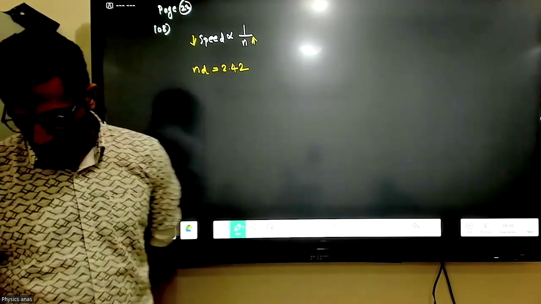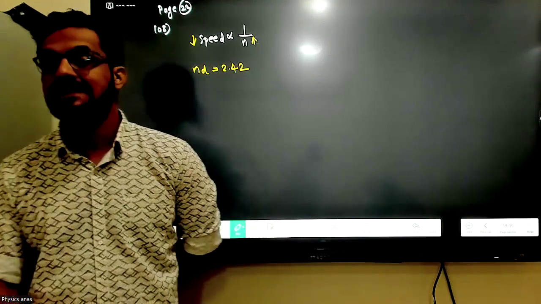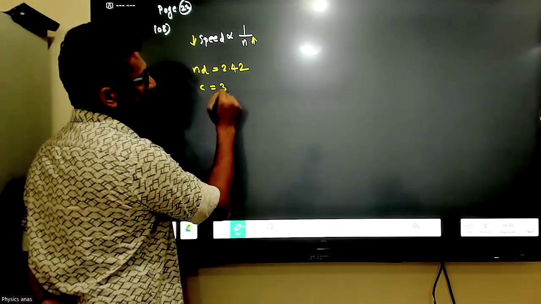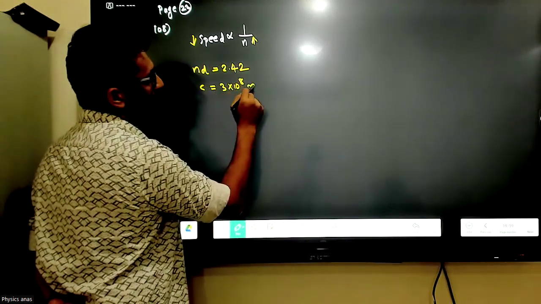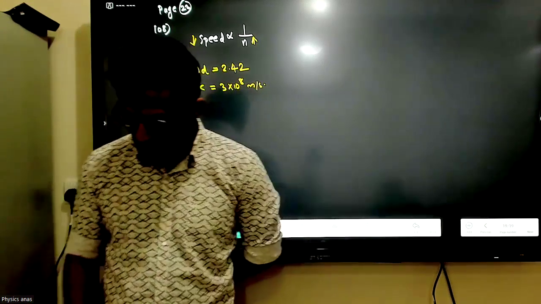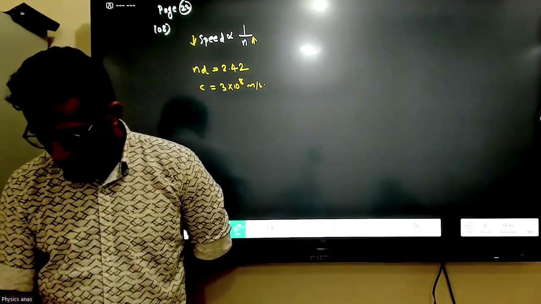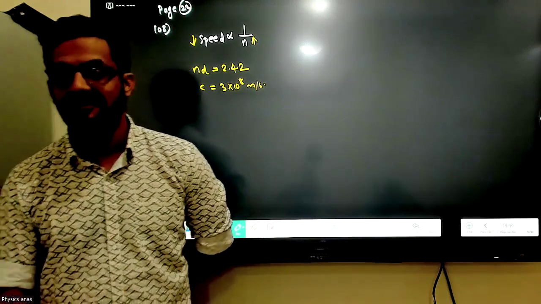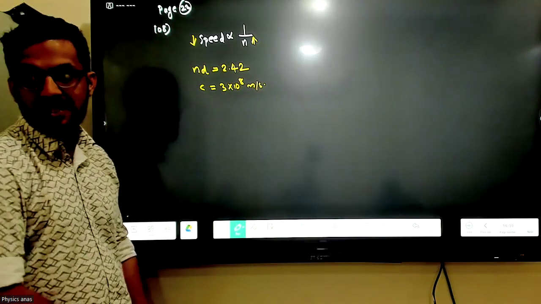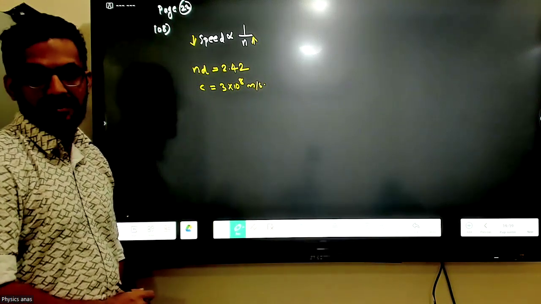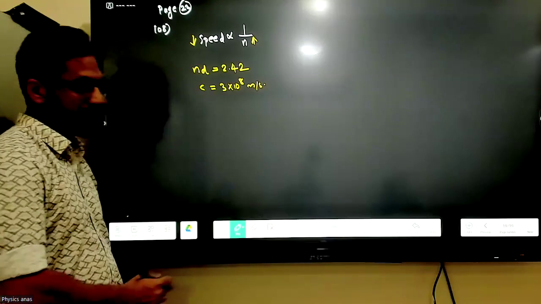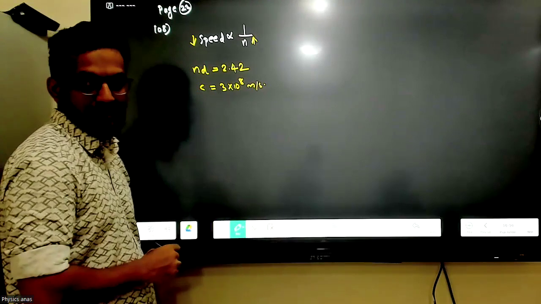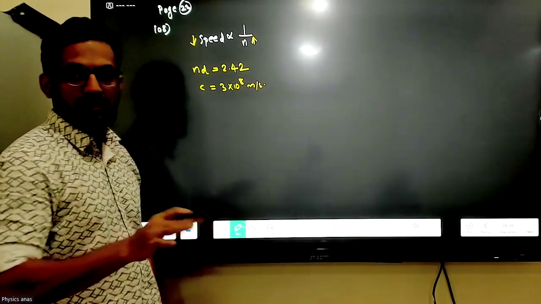ND is 2.42. Speed of light in vacuum is given. Speed of light can be written as C, right? So C is given as 3 into 10 raised to 8 meter per second in vacuum. And what is the speed of light in diamond? How can you find it, with what equation? Refractive index of diamond is given and C is also given in the question.